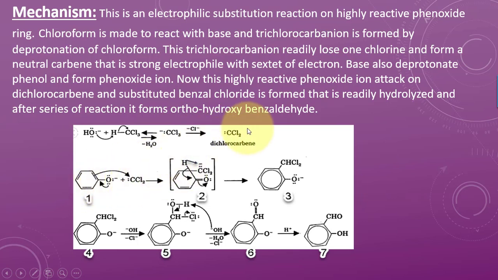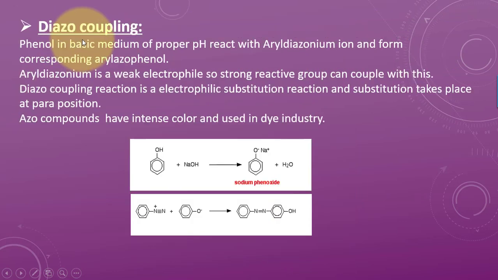This dichlorocarbene has a sextet of electrons, 4 bonded electrons and 2 non-bonded electrons, and this will be attacked by the phenoxide ion. Substituted benzyl chloride is formed. This substituted benzyl chloride on further series of reaction with hydroxide ion will get converted into aldehyde.